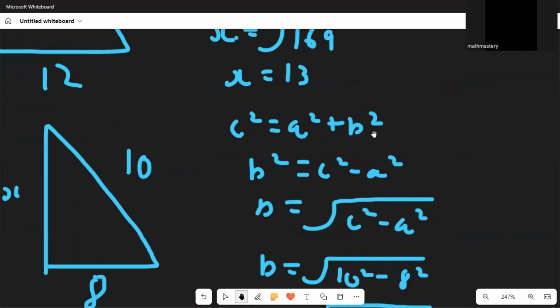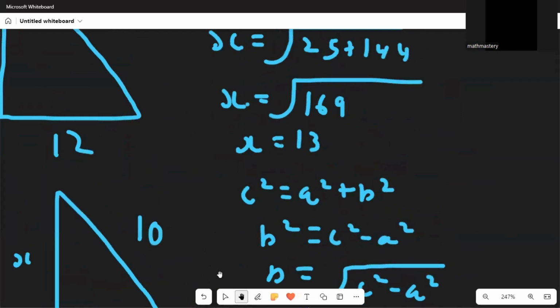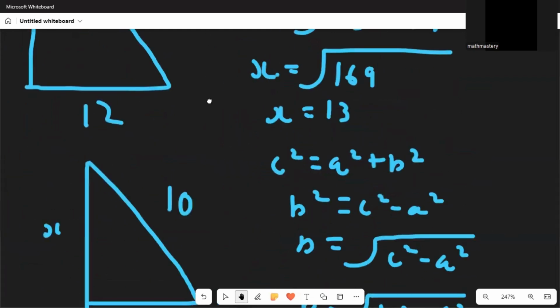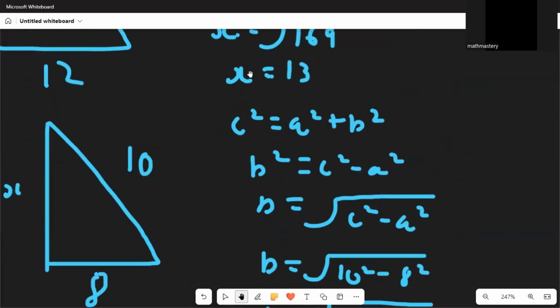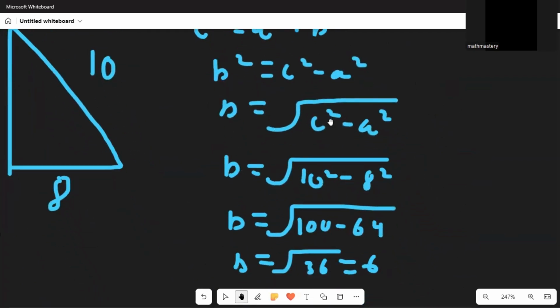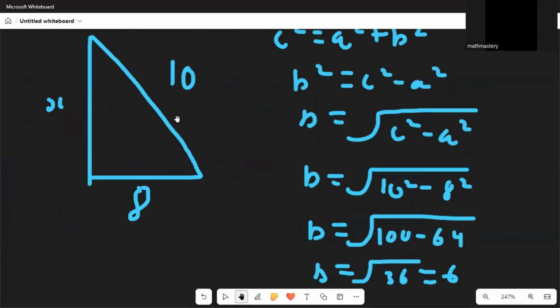So rearranging for B, first we square both sides, so that gets rid of the square root. So we get C squared equals A squared plus B squared, and then we minus the A squared from both sides, so we get B squared is equal to C squared minus A squared, and then we take the square root. So B is equal to the square root of C squared minus A squared.